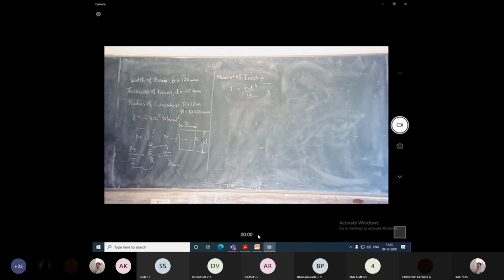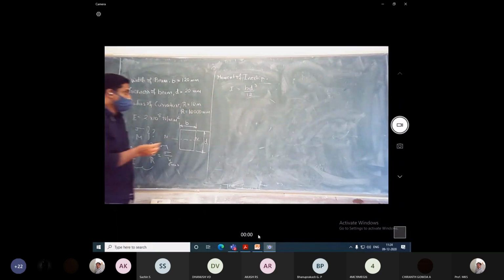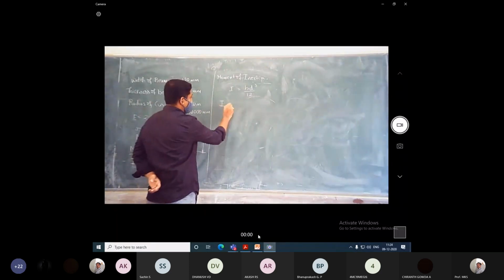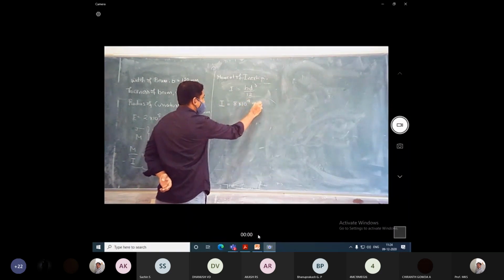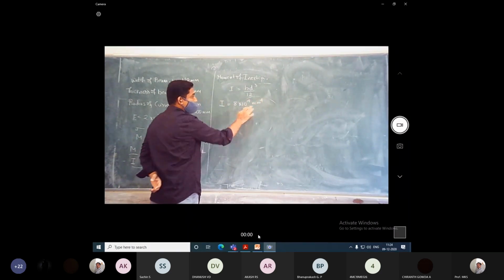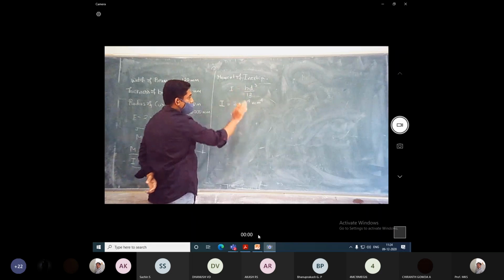So what is I you find? 80,000. So I is 8 into 10 to the power of 4, with unit mm to the power of 4. It is b cube into d, mm to the power of 4.